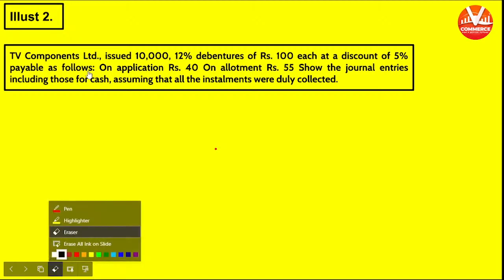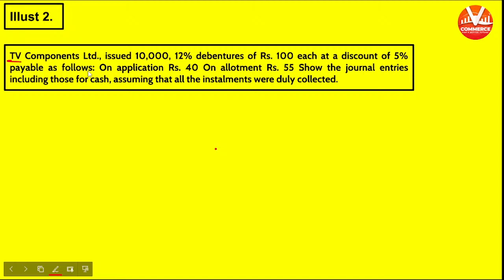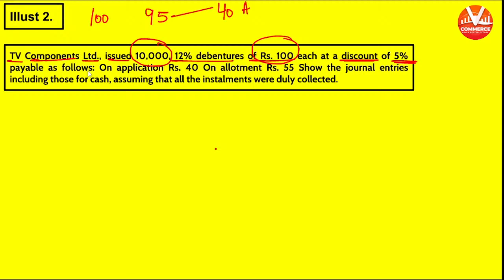Now, let's read what they are saying in the question. TV Components Limited issued 10,000 12% debentures of rupees 100 each. The face value is 100. They issued it at a discount of 5%. So a 100 rupees share is issued at 95. It is issued at discount. And 40 rupees are received on application and 55 is received on allotment.